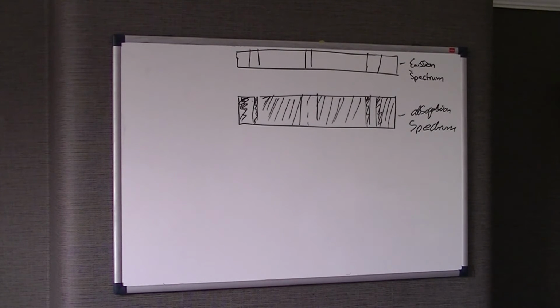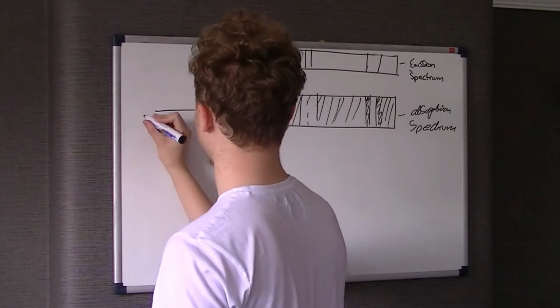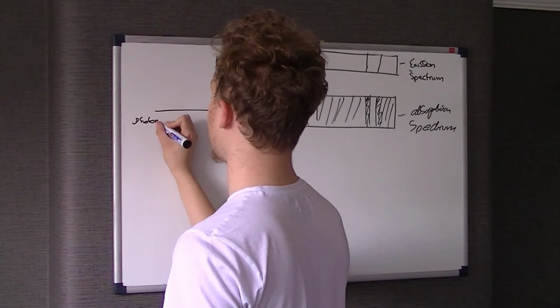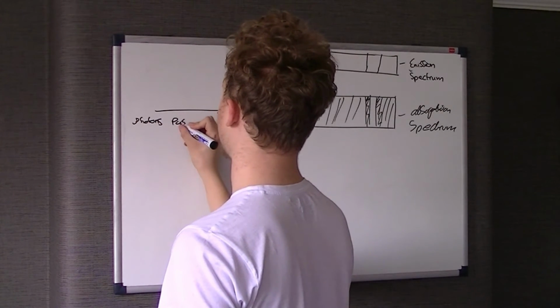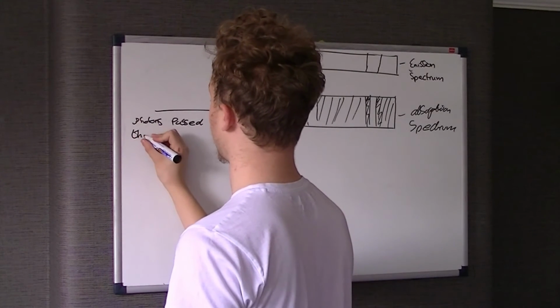Okay, so that's the two. Now the next one that we want to talk about. Just put a note next to the absorption spectrum that the photons are passed through a cold gas which absorbs them, and that's why we get these gaps. Photons are passed through cold gas.